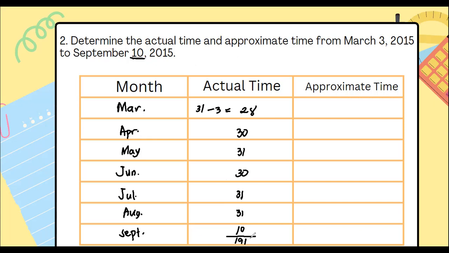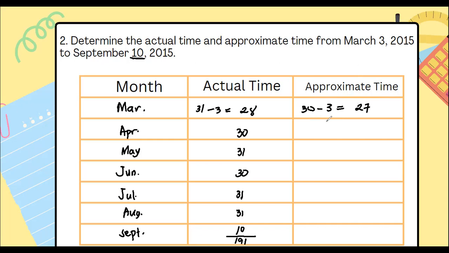Okay? Next, let's proceed to approximate time. Again, in approximate time, all months have 30 days. So for March 3, the 3 will be subtracted. Instead of 31, we subtract from 30 days because we are using approximate time. So 30 minus 3 is equal to 27.